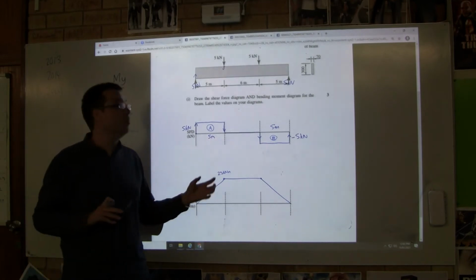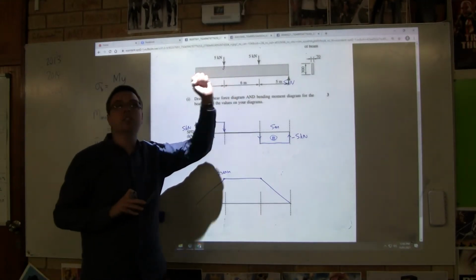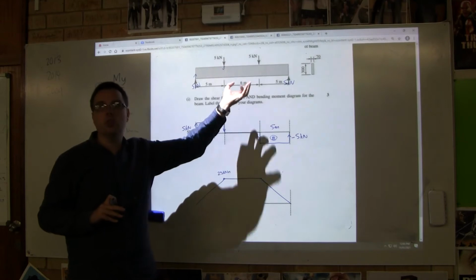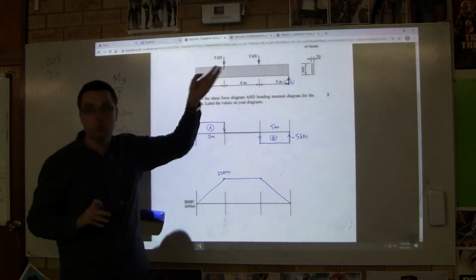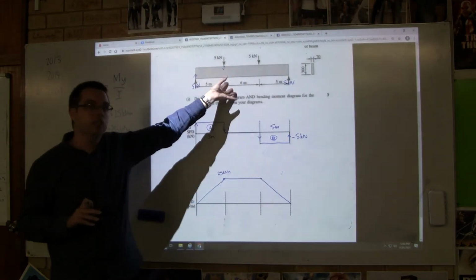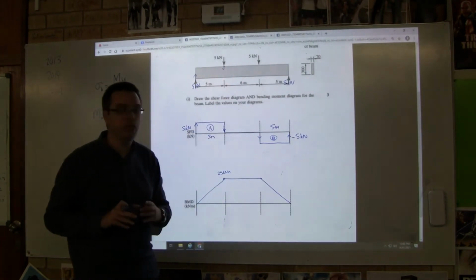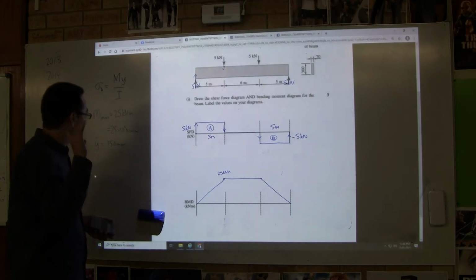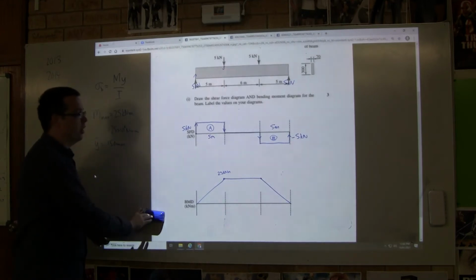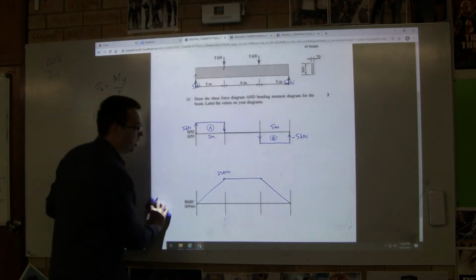So this is the part that's most likely to fail. This is the part that needs to be reinforced. Or this is the part that we don't want to drill holes into. This is the part that needs the most attention. This is where it's most likely to fail. So, okay, we've now drawn our diagram. I can now skip this and move on to the next part of the question.